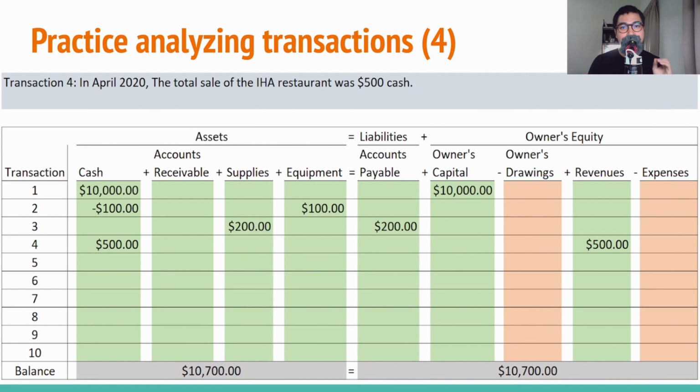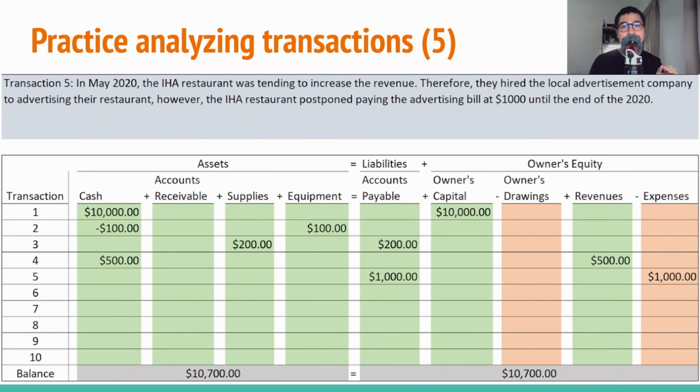The fourth transaction is in April 2020. The total sales of the IHA restaurant was 500 cash. Okay, so we got that the restaurant received 500 cash from the sales of goods. Therefore, the cash and revenues are adding up by 500 and 500 respectively. As a result, we get the balance on both sides, that is 10,700.